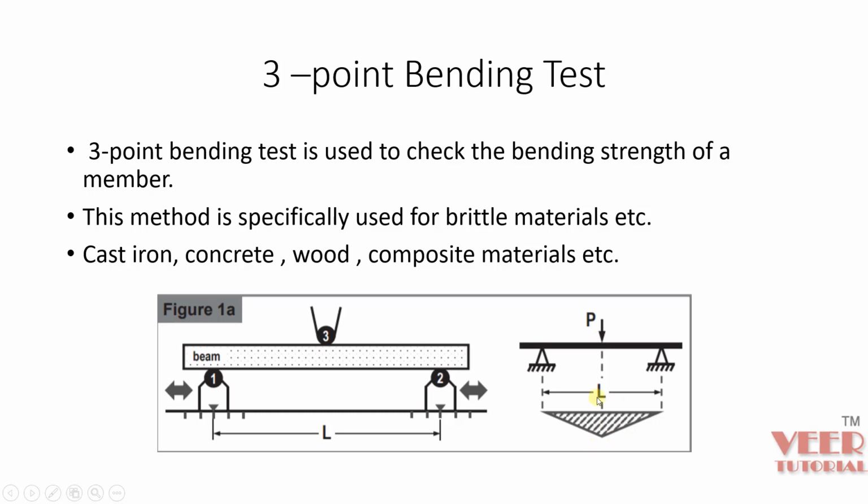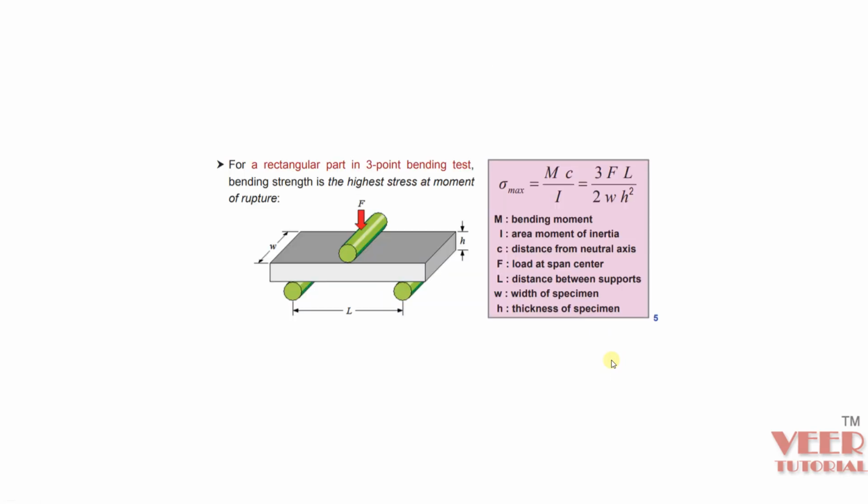Below is the bending moment diagram for this. From this preview we can see the maximum deflection will be at the midpoint, and that is why the load is applied at the midpoint. Here is some calculation for this. We can see the preview: we have two rollers and the third roller, and the load is applied from this third roller.